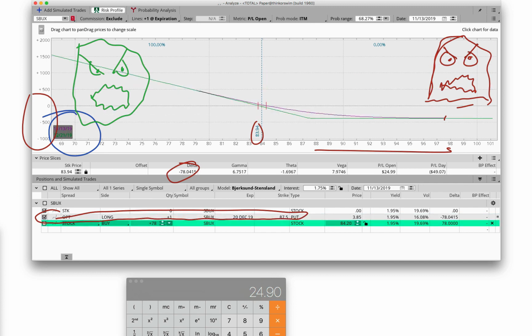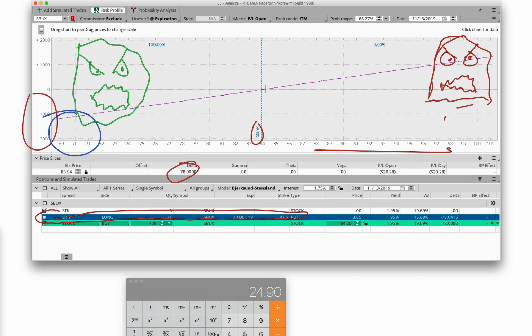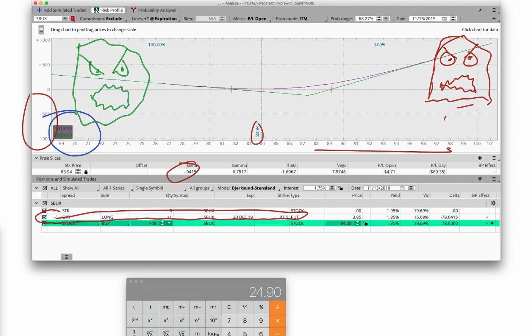So here I have positive 78.0145. Here I have just a nice 78. Positive, negative, neutralizes. Now look at where I am. Right here I'm up $4 or whatever. Okay, great. If it goes up $1, from 83.94 to maybe 84.94, look at that. It doesn't change much. See, I'm losing a little bit. How about down here? I'm losing a little bit. So I've neutralized this position right here.